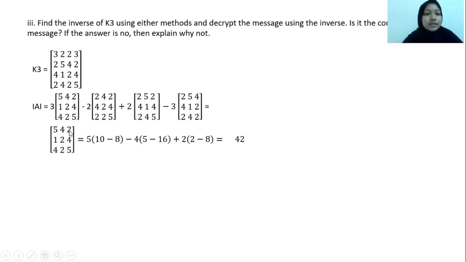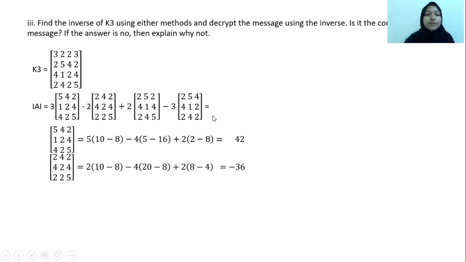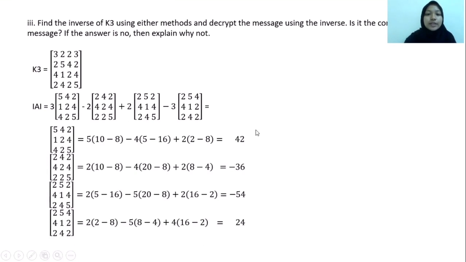You close this, and then you're left with 1 times 5 is 5, negative 4 times 4 is 16, and then the last one is positive 2. Close this and close this, you're left with 1 times 2 is 2, and then 4 times 2 is 8. So then you can easily solve it, and you'll get 42. You'll do the same step for the rest of this, and then you'll get the answer. Once you get the answer, you can just substitute it in this matrix like this, and then after you have solved this part as well, you'll get the determinant.